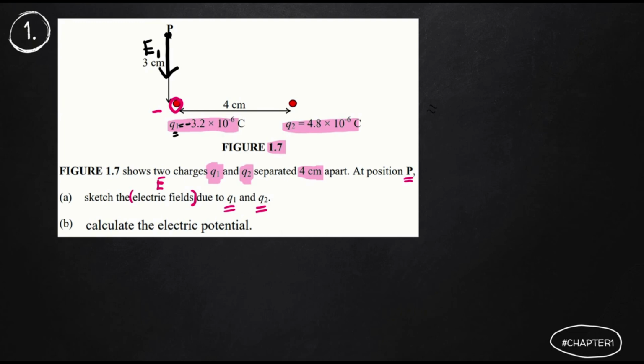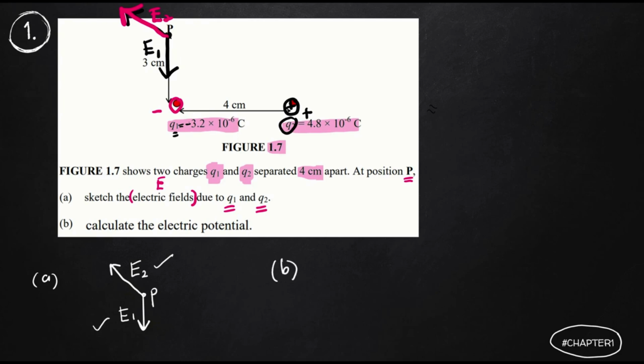And then for Q2, it is positive. So from this positive charge, it will be going outward. The direction is outward. So you can label it as E2. Okay, so that's for the first question. If we draw it back here, your answer will be at point P, you'll have E1 here and also E2 here. The label of your vector is compulsory so that examiners will know which one is which.